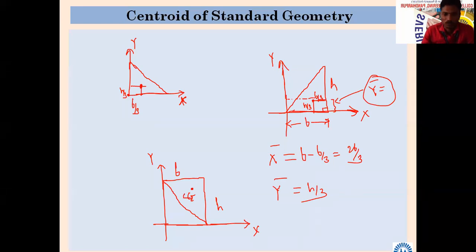Okay, I will ask somebody now. Unless and until I take somebody's name, nobody should reply. Let me check. I'm shocked with the answer for y bar. It is simply h by 3, but students are telling something else.